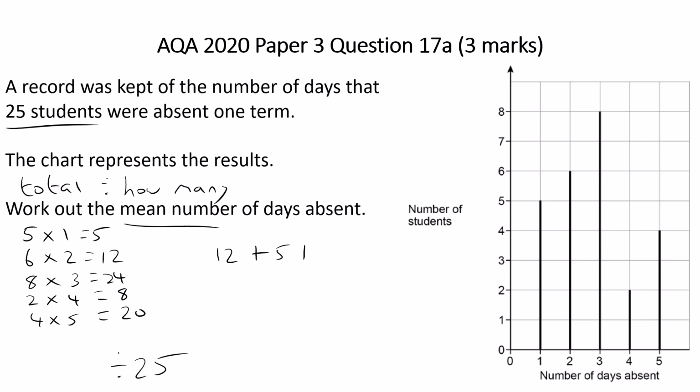So if we then add all of those numbers up, 12, add 5, add 24, add 8, add 20, that should give us 69. So in total, all 25 students had 69 days off in total. So if we then divide that by 25, that will give us 2.76 days off. If you did write 2.8, that would have been accepted as well.